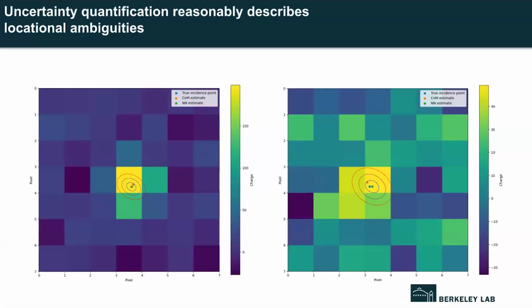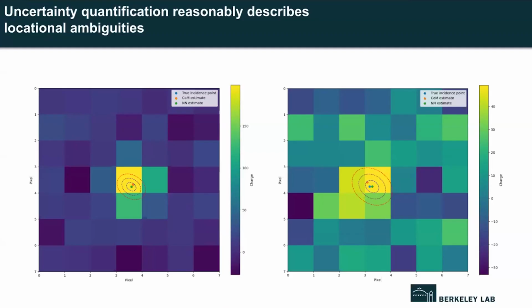Here are some example figures of what the actual position reconstruction and uncertainty quantification looks like. Again, this is the same kind of picture I showed earlier, where the blue dot is the true incidence point of the electron, the green dot is the neural network's estimate, and the orange dot is what we would get if we just summed up the charge and took a center of mass calculation. What's appealing from these results is that on the left, we see one single pixel lit up really brightly, a few pixels lit up with smaller values, and the center of mass does give a good estimate of where the electron actually hit.